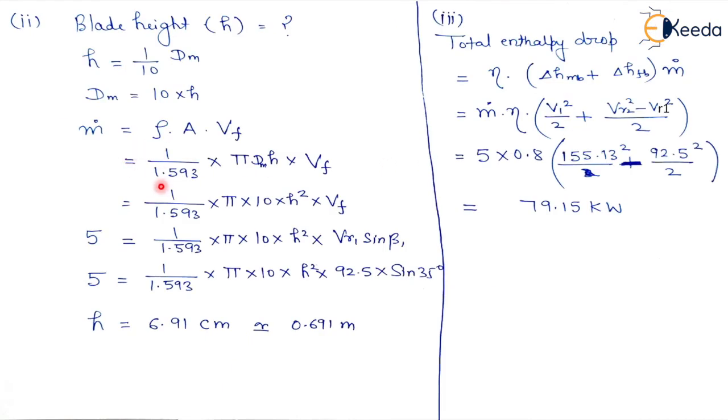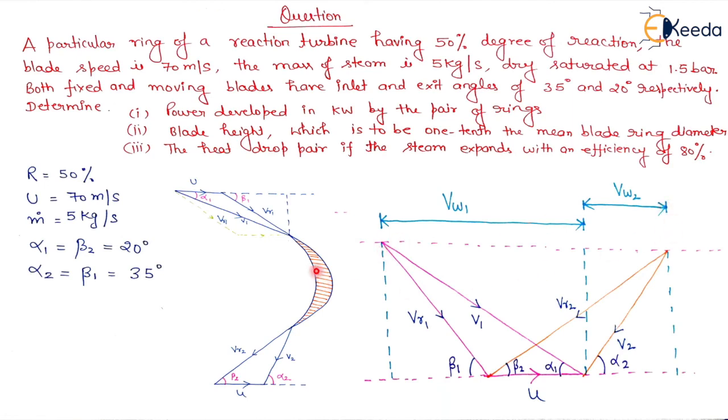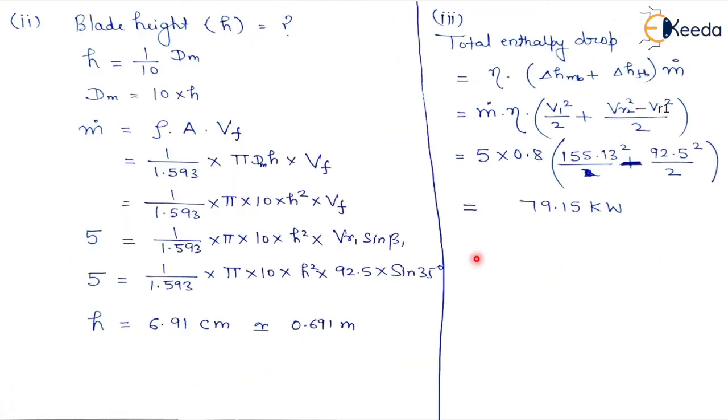At 1.5 bar you will get the density, that is 1 upon 1.593, into what is the area? Area is pi dm into h. This is the area for this blade, pi dm into h into Vf, the flow velocity. So 1 upon 1.593 into pi into dm, given 10 into h. So I can write 10 h square into Vf. Vf is equal to Vr1 sine beta 1. I have already explained this thing. Vf1 is equal to Vr1 sine beta 1. I'll take this triangle only. So from this, if I put all the values, I'll get h is equal to 6.91 centimeter or 0.691 meter. So this is the blade height.